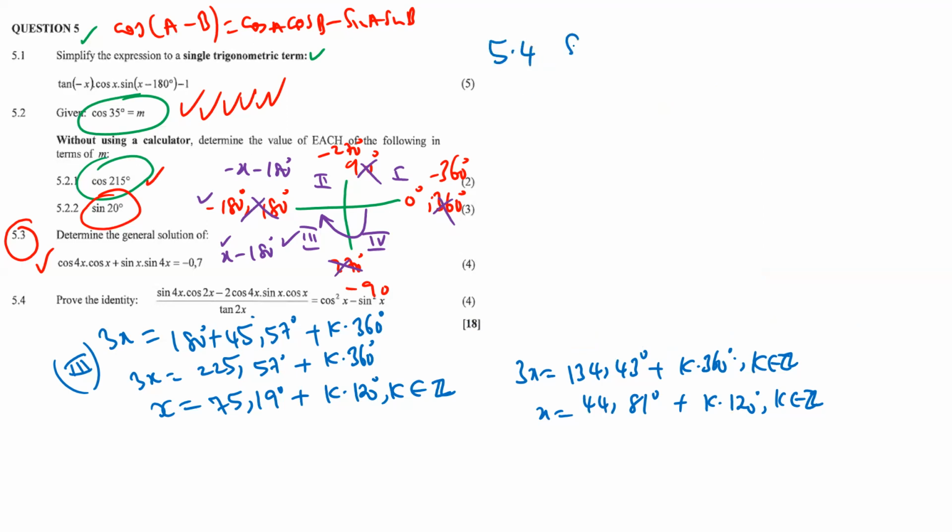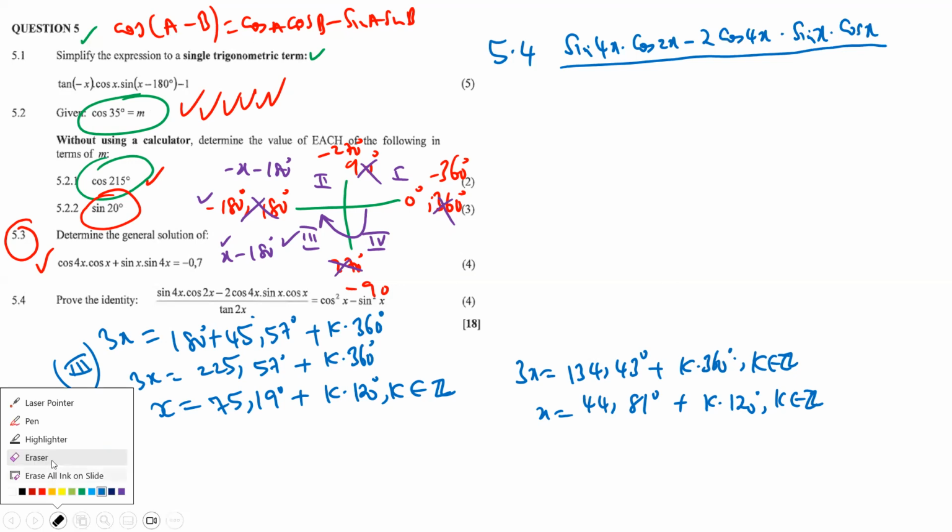Right, we want to prove the identity: sine of 4x cosine 2x minus cosine 4x sine x cosine x, all divided by the tangent of 2x, equals cosine squared x minus sine squared x.